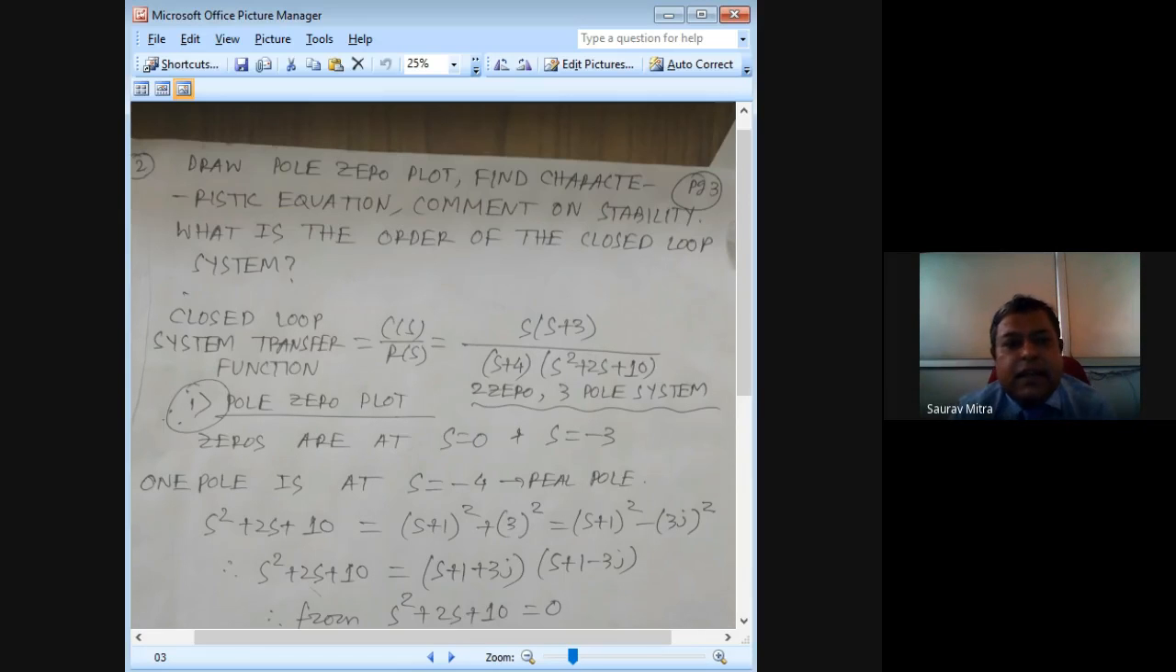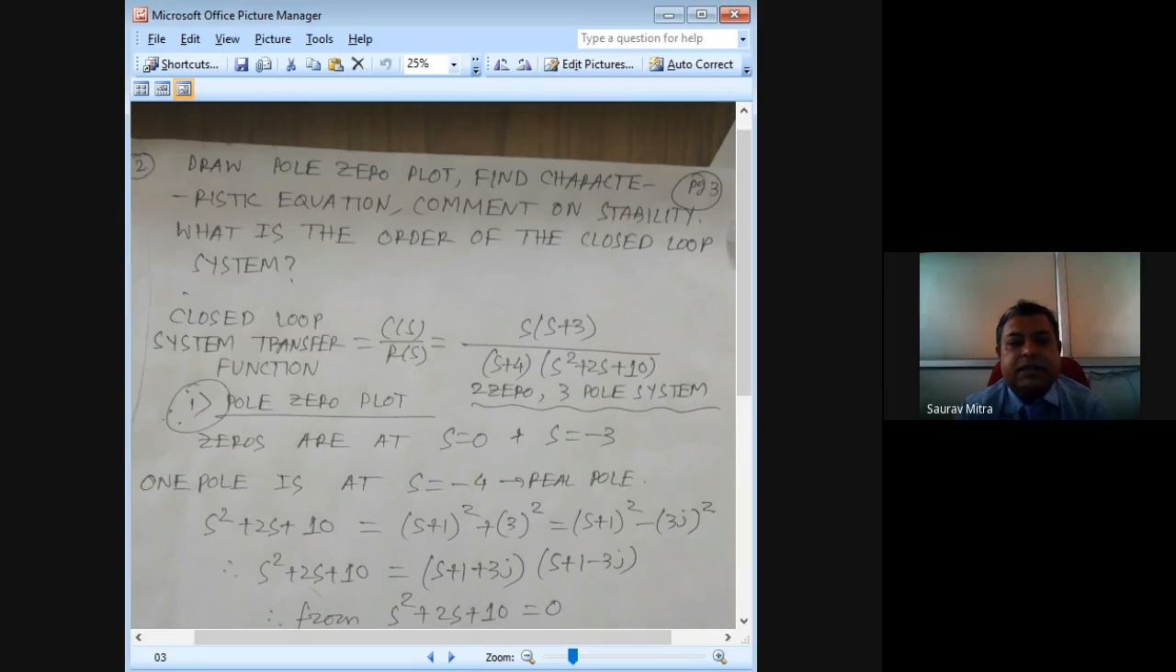It is saying that if a closed loop transfer function is given. In the previous numerical we learned how to find the transfer function, which we found by C(s) by R(s). So this is the next numerical where I have given you C(s) by R(s), a transfer function which is having two poles and two zeros.